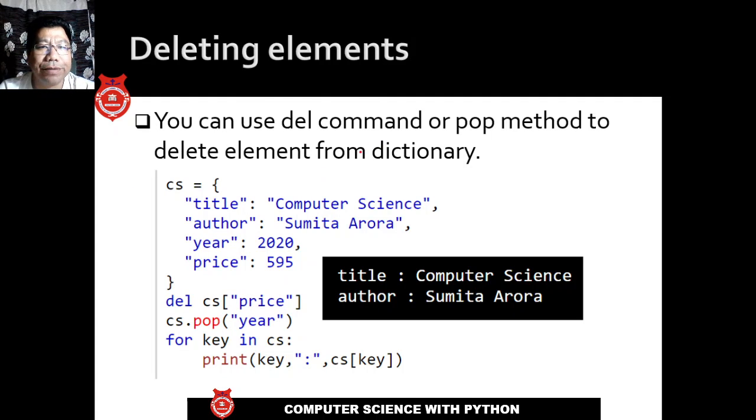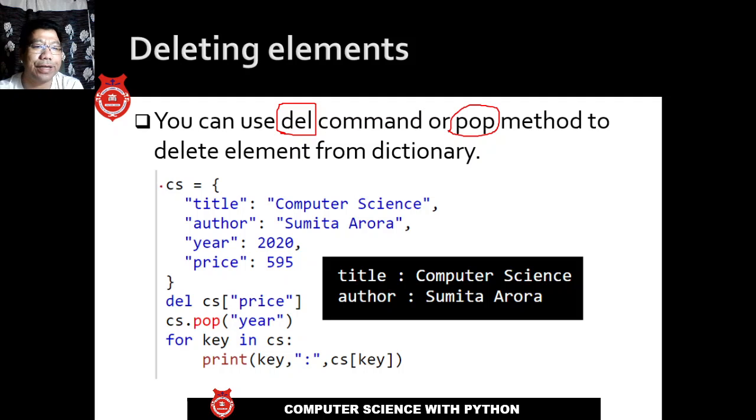Now let's talk about deleting elements. You can use the del command in order to delete the dictionary, and you can also use the pop command in order to delete elements of the dictionary. The del can also be used to delete elements of the dictionary.